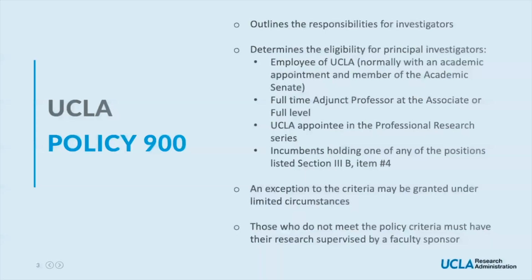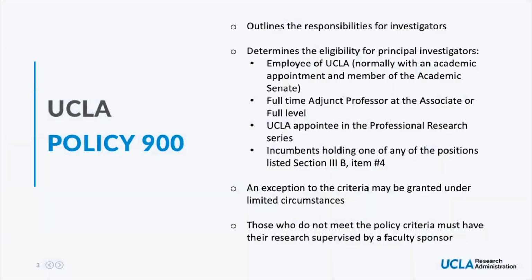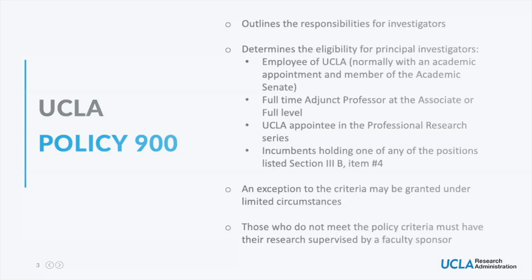UCLA has policies outlining the requirements for research conducted at and on behalf of the institution. One of those policies is UCLA Policy 900, which outlines the requirements and responsibilities for principal investigators. Only certain UCLA appointees may serve as a PI, co-PI, or multiple PI. Students, non-academic Senate staff, fellows, and others not outlined in this policy are not allowed to serve as PI without the supervision of a faculty sponsor.